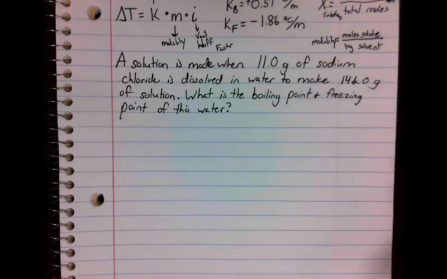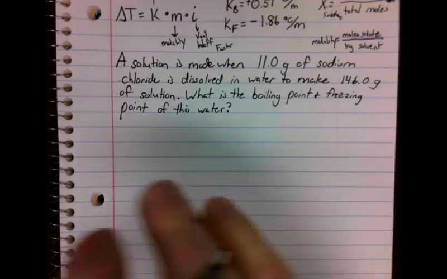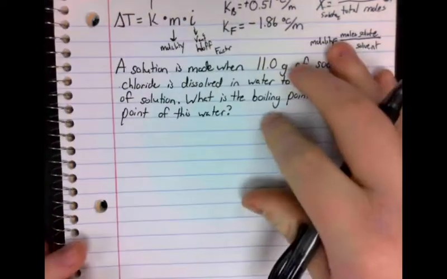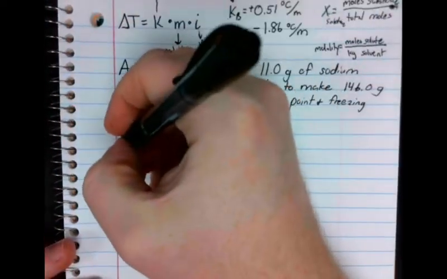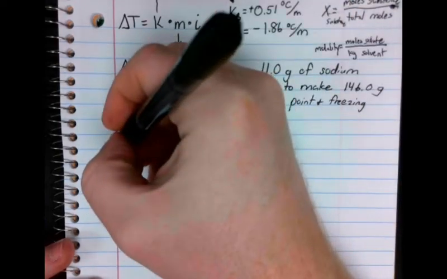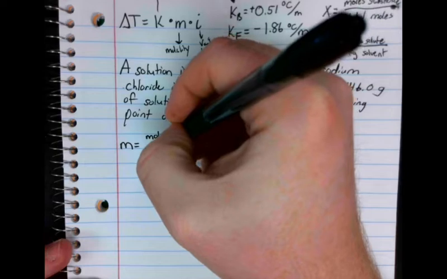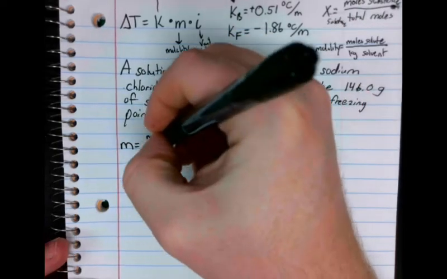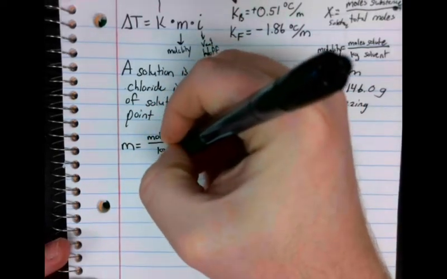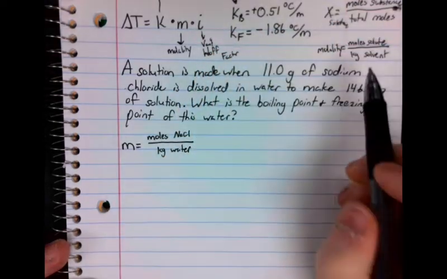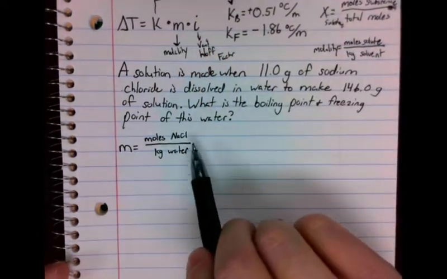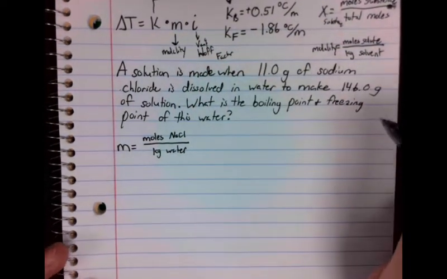Okay, and our problem here is a solution is made when 11 grams of sodium chloride is dissolved in water to make 146 grams of solution. What is the boiling point and freezing point of this water? So, first thing that we're going to want to do, we know we're going to need molality because we're going to be trying to plug into this equation. So molality equals moles of NaCl, because that's sodium chloride, over kilograms of water. We know NaCl is the solute because it's what's being dissolved. We know water is the solvent because there's going to be more of it.